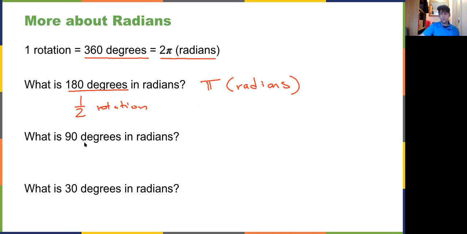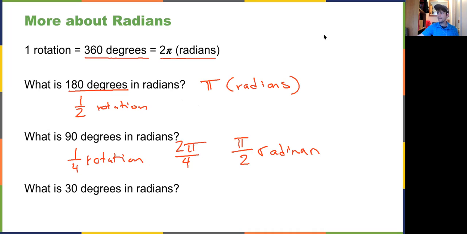What about 90 degrees? Well, 90 degrees is a quarter rotation. If we take a quarter of 2 pi radians, 2 pi over 4, 2 over 4 is 1 over 2, so this is pi over 2 radians. That's not how you spell that. Let me erase that properly.